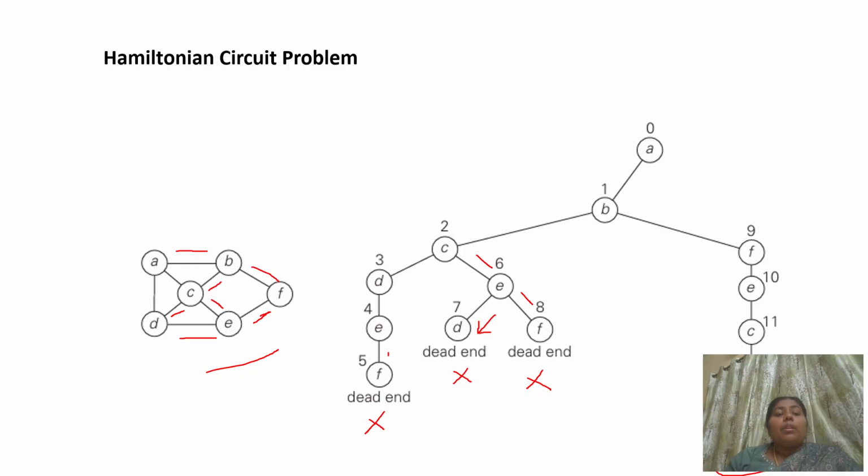So here we are having six vertices. All the vertex combinations, all the permutations, we are just going to take into consideration here. So what is the time complexity? In the worst case, what is the time complexity? That is nothing but n factorial for a Hamiltonian circuit problem.